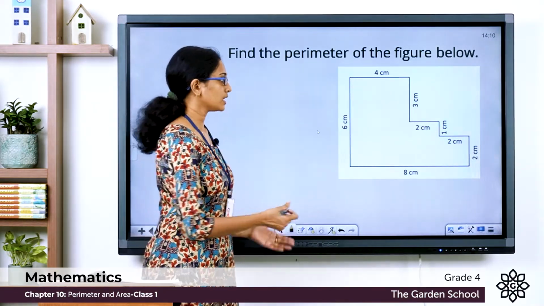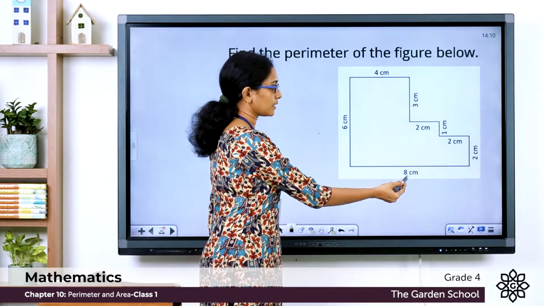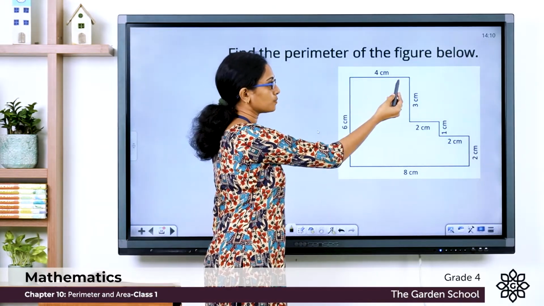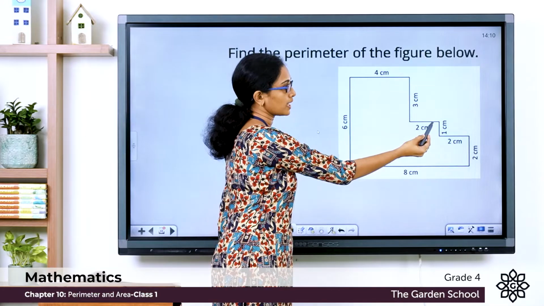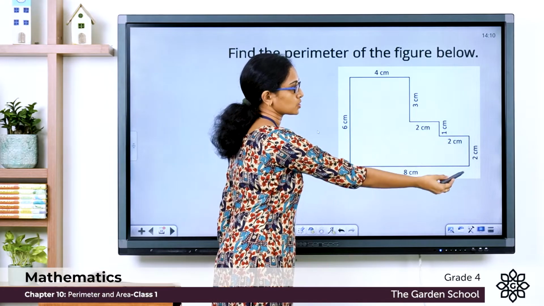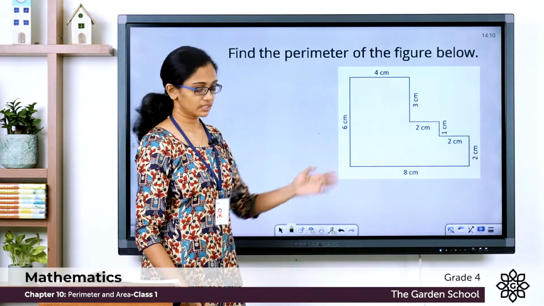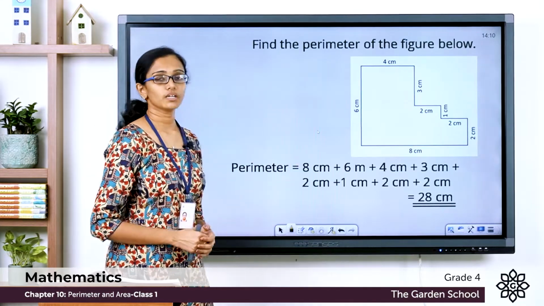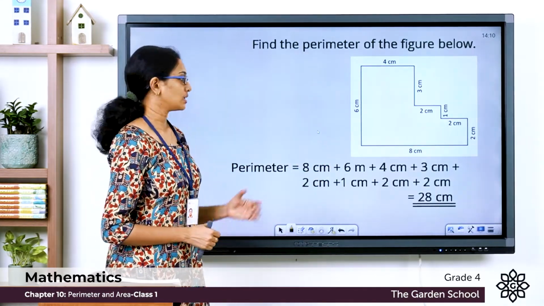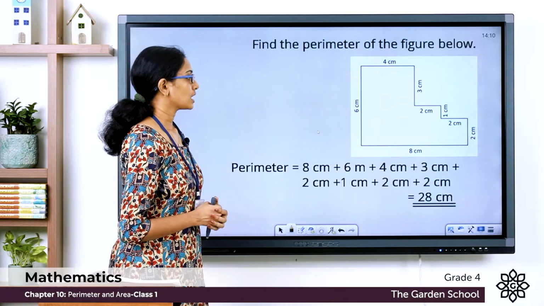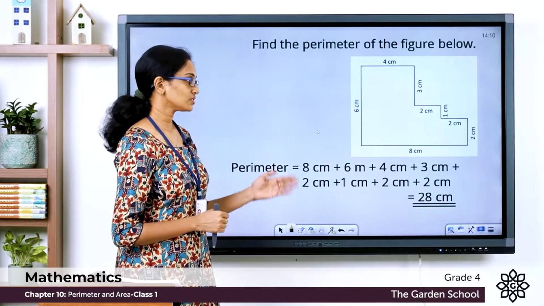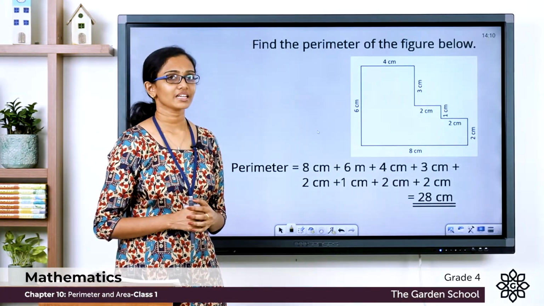So what is the perimeter? It will be equal to 8 plus 6 plus 4 plus 3 plus 2 plus 1 plus 2 plus 2, the sum of lengths of all the sides. And what is it? It is equal to 28 centimeter. So the perimeter of this figure is equal to 28 centimeter. I hope this is clear to you.